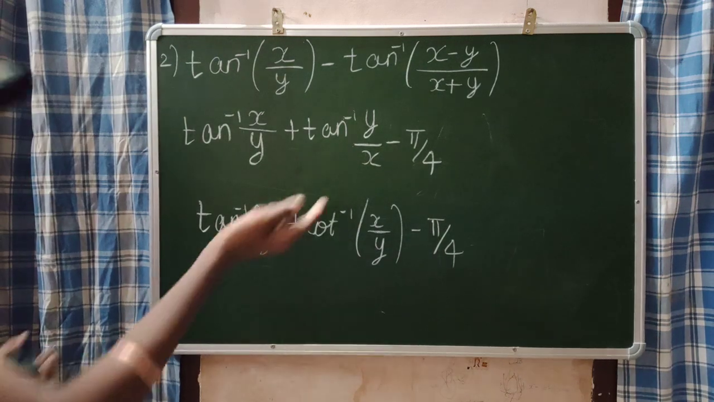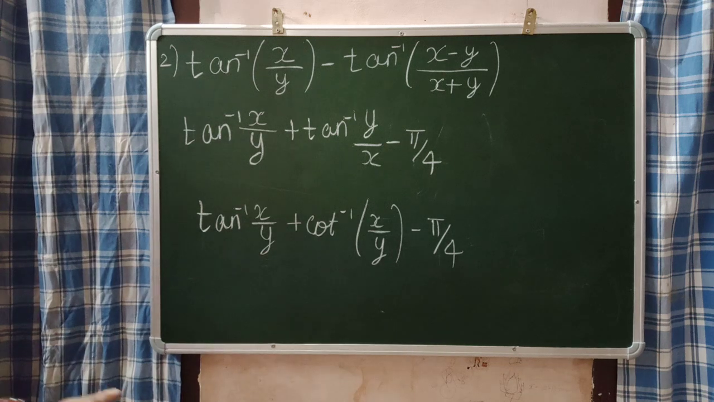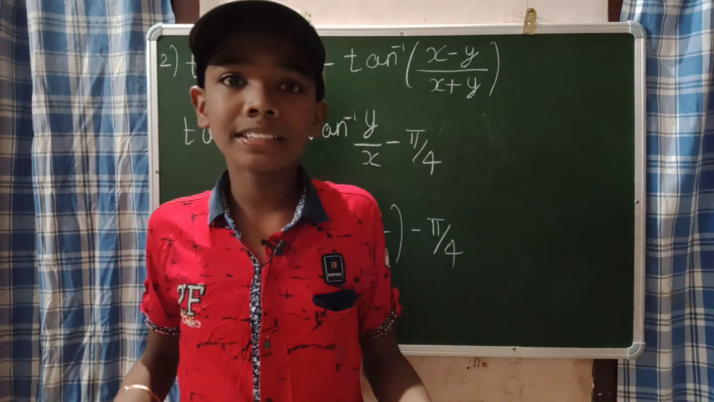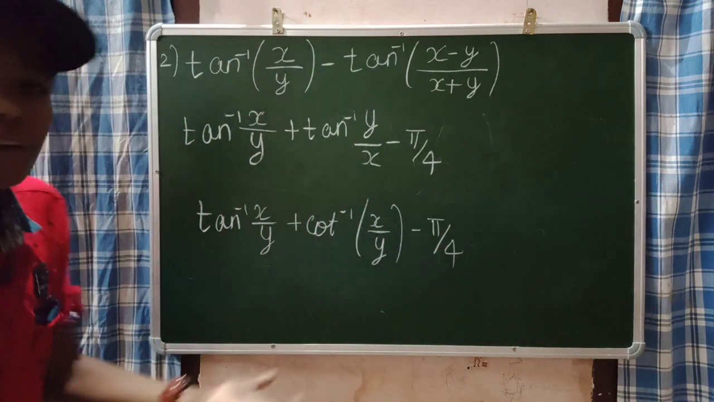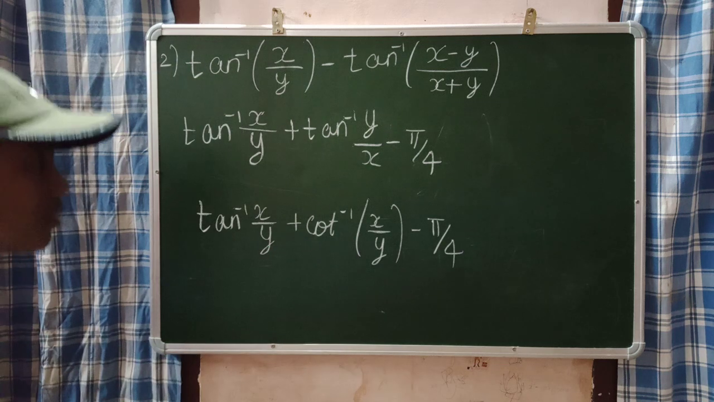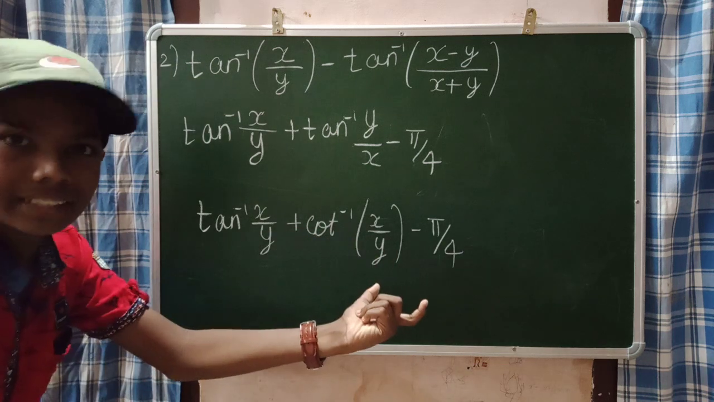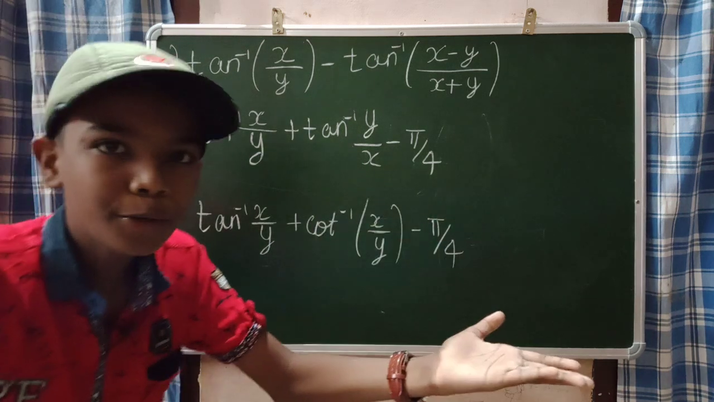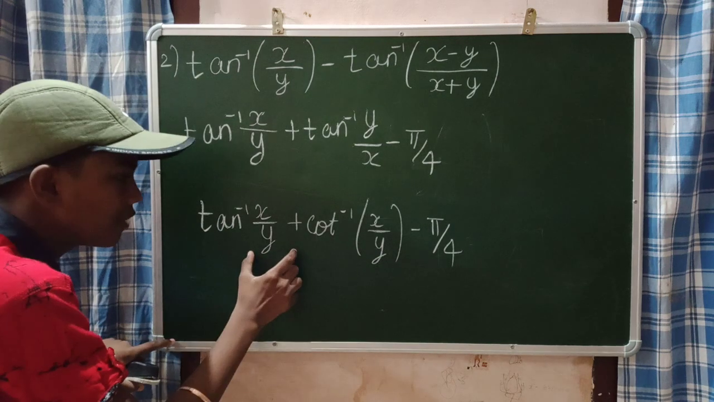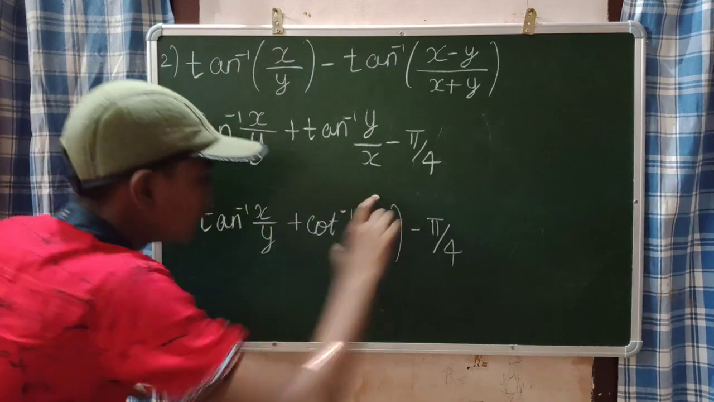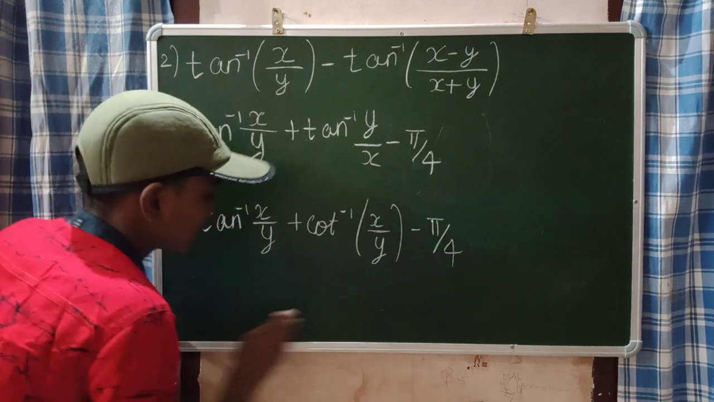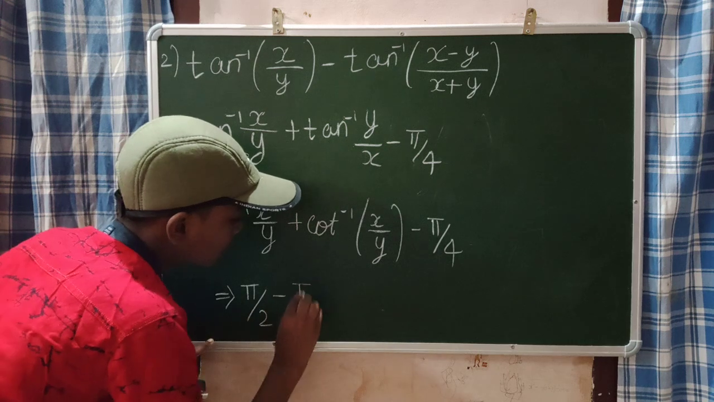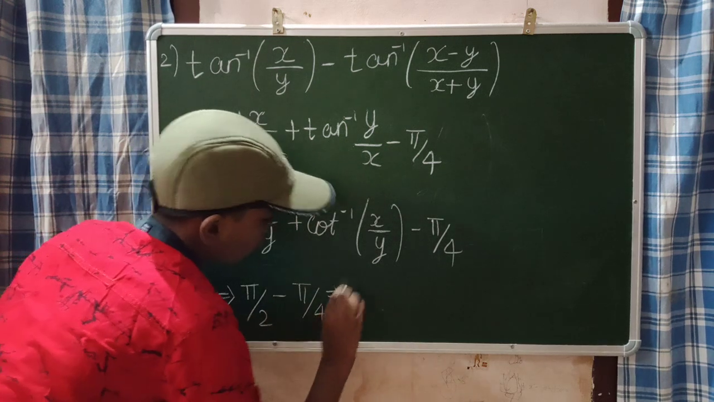Now, what is the need of converting tan inverse into cot inverse? Is there any formula? You guys may be thinking, even you may ask. Why am I doing this? Because I can use the formula of tan inverse of x plus cot inverse of x. Tan inverse of x plus cot inverse of x is pi by 2. So tan inverse of x by y has x by y as its argument, and so does cot inverse. So the formula is tan inverse of x plus cot inverse of x will be pi by 2. Then minus of pi by 4, and the answer would be pi by 4.